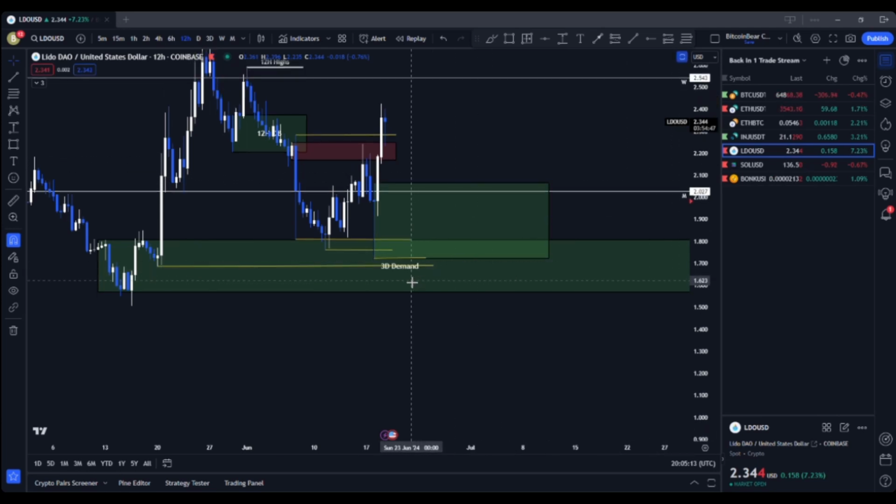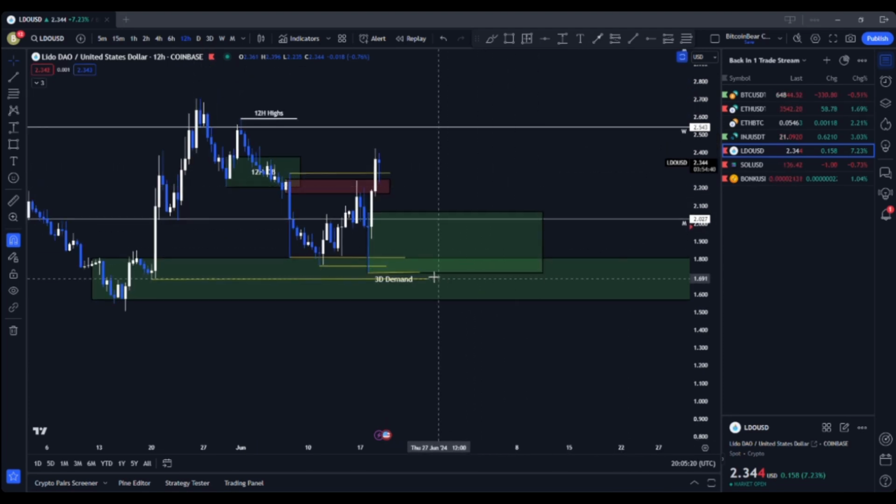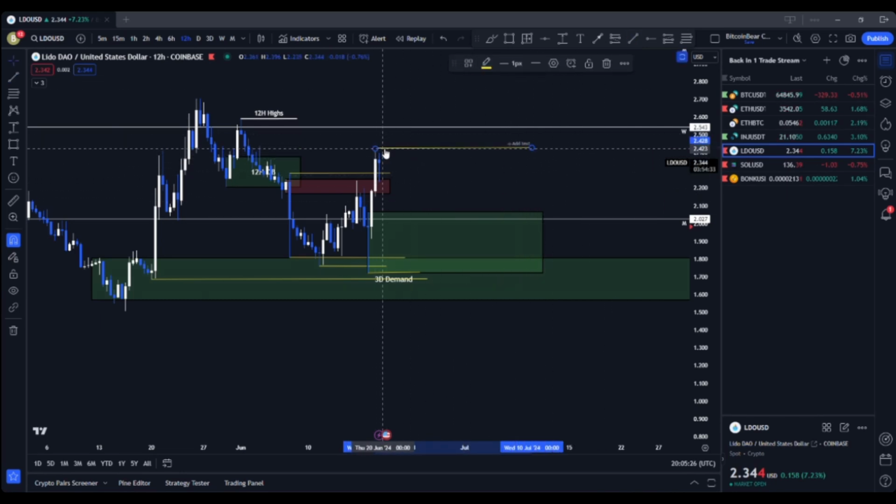Boom. And then any candle that closes above this low, we're still in the bullish market structure, so that's good. And then we just ride it all the way to this, because right now these are the 12 hours. So ride it all the way till here.